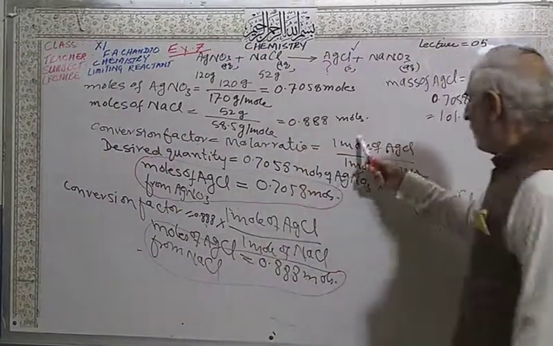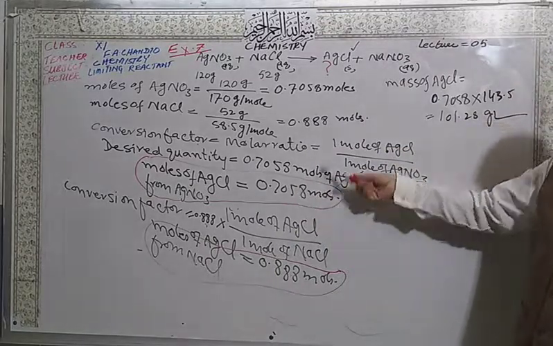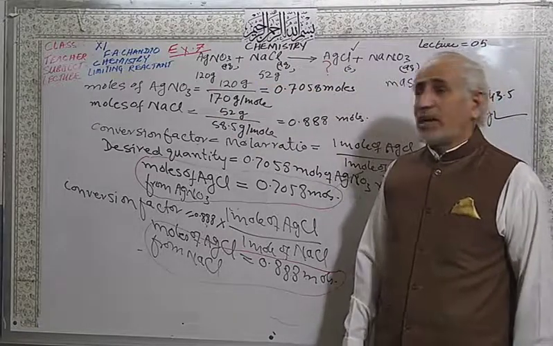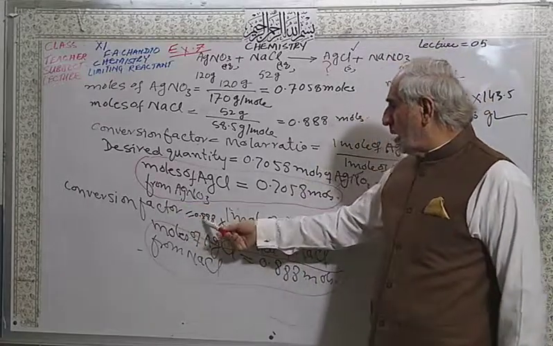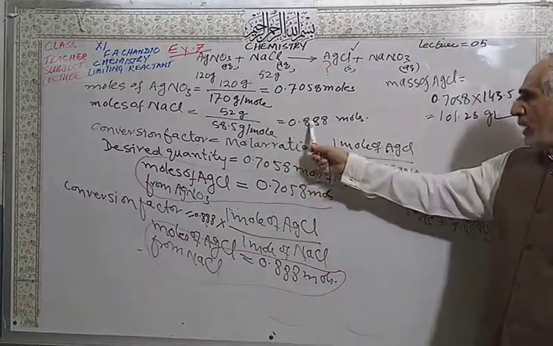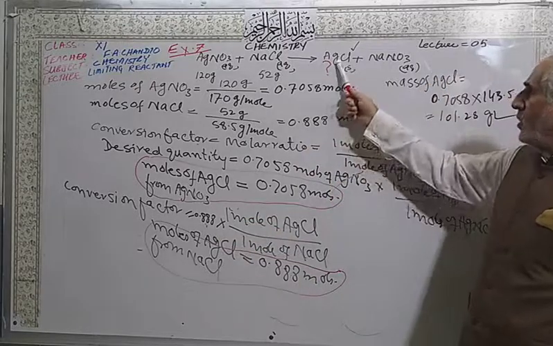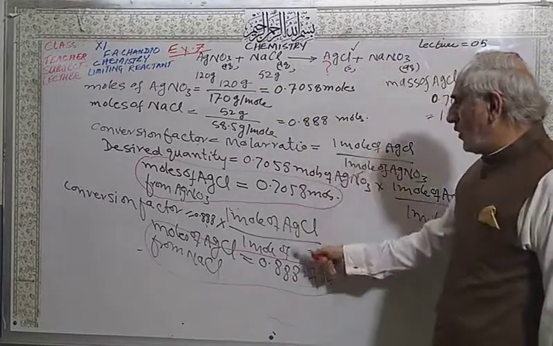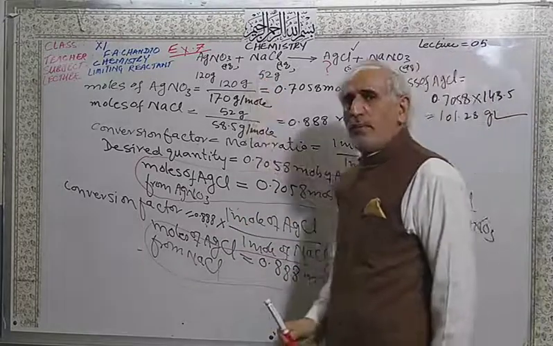So that's why 1 over 1 multiplied by this, you will get 0.7058 moles of silver chloride, but you calculate from the silver nitrate. In the same fashion, with the conversion factor, the given quantity is 0.88 moles of sodium chloride. Then 1 mole of silver chloride to 1 mole of sodium chloride, so you will get 0.88 moles. Now these are from the sodium chloride.